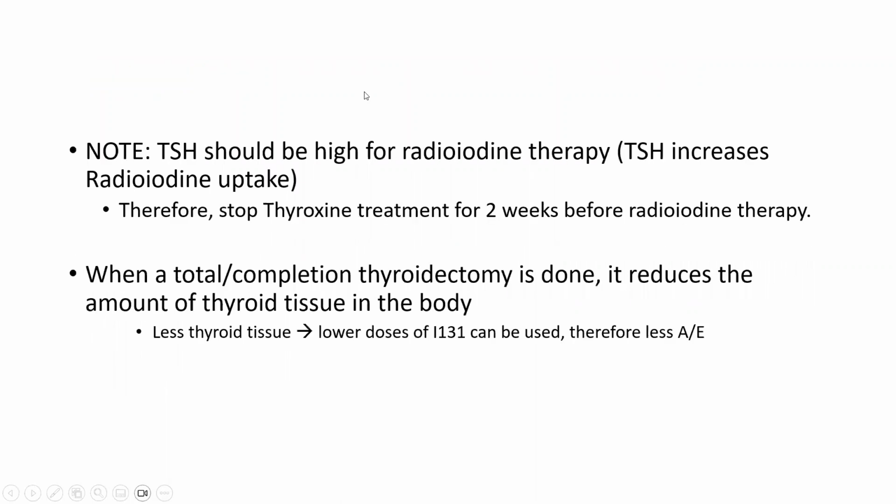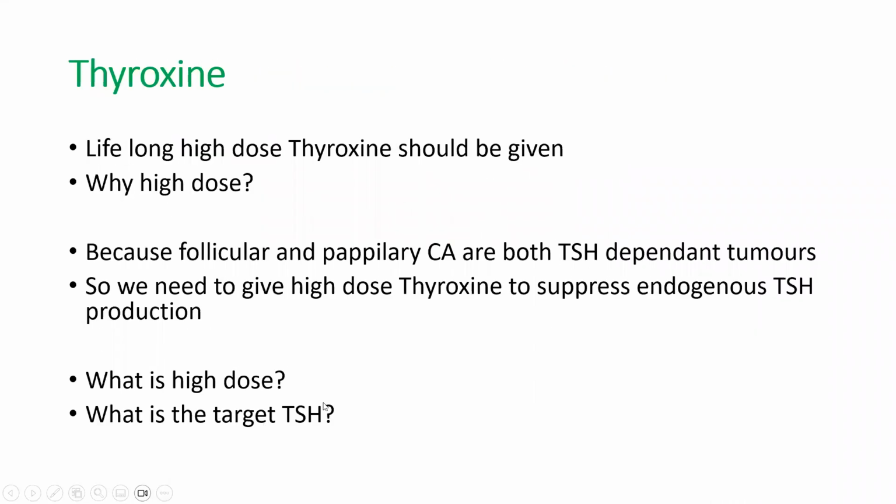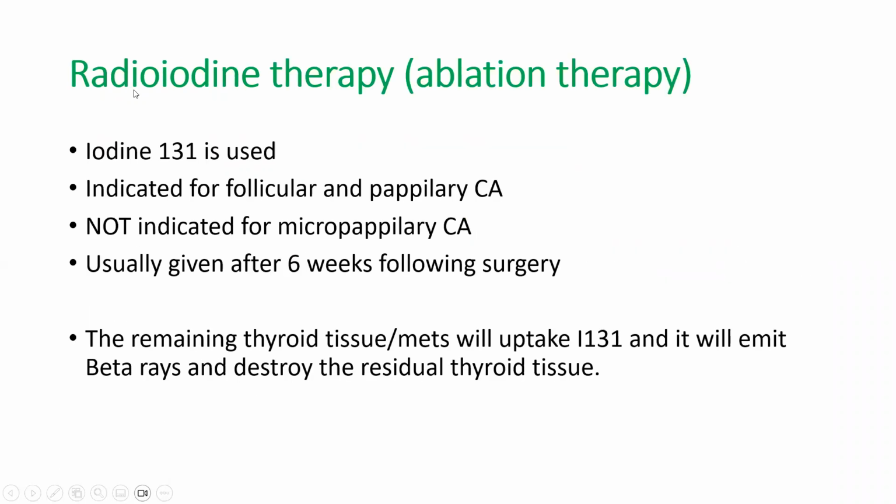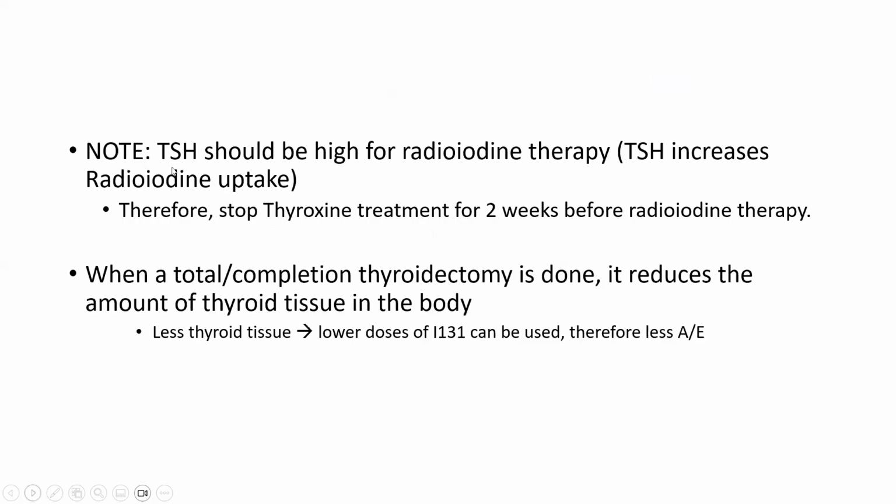Why is that? Because for radioiodine to be taken up by any thyroid tissue, the TSH should be relatively high. So don't confuse. Before, we had to give high dose thyroxine to suppress the endogenous TSH, because the malignancies are TSH dependent. But when we are giving radioiodine therapy, for the radioiodine to be taken up by any residual thyroid tissue, your endogenous TSH should be high. So in order for your TSH to be high, we stop thyroxine treatment for around 2 weeks before radioiodine therapy. So these small details also they can ask.